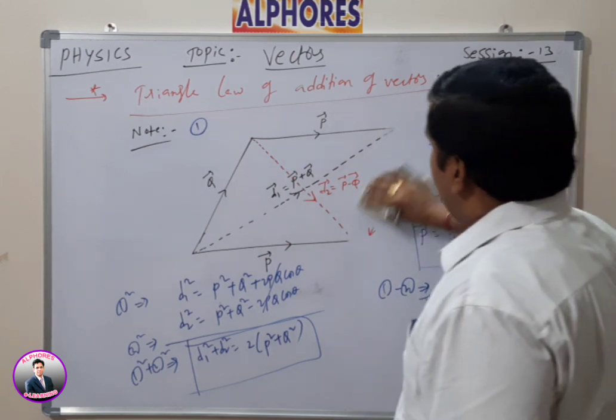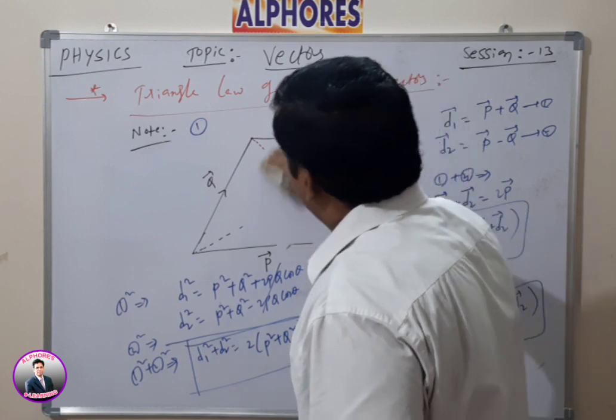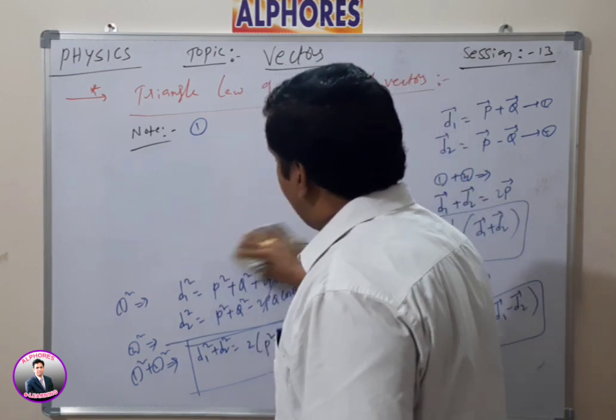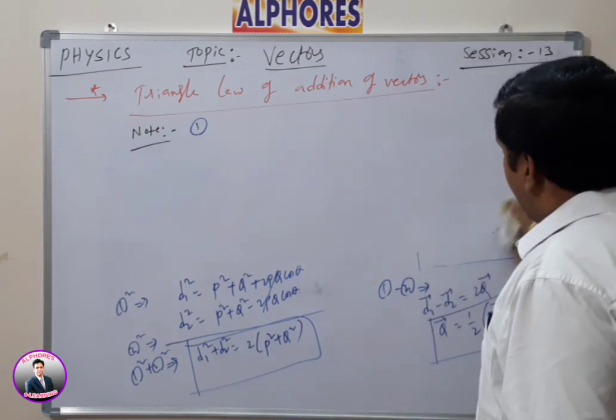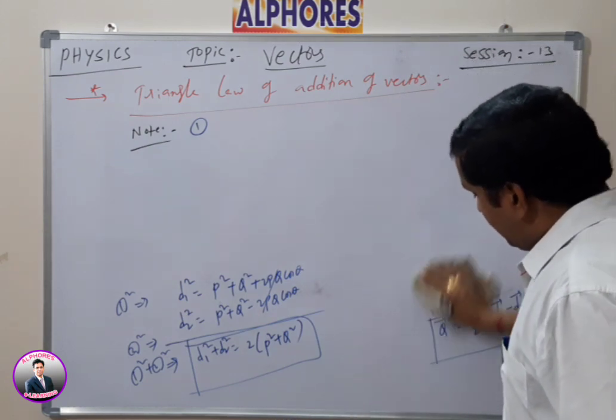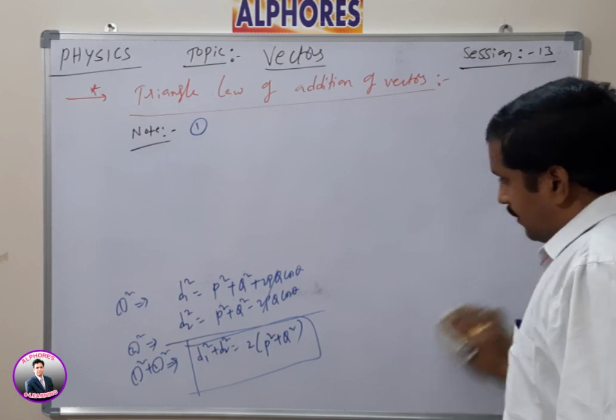So, all of you, please listen carefully. This triangle of vectors is very easy, because this is similar to the parallelogram law of addition of vectors.